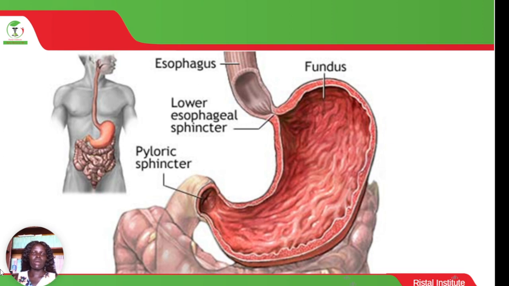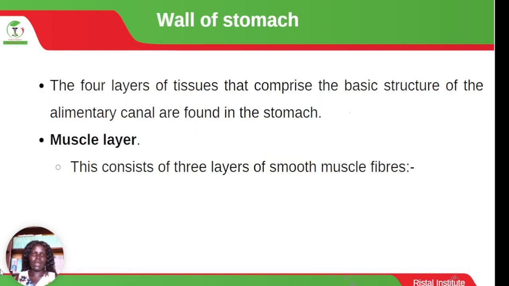As you can see, we have the esophagus right there, the lower esophageal sphincter. Then we have the fundus right there. Then we have the pyloric sphincter right there. So this separates and makes sure that the contents that are in the stomach do not mix with those in the other parts of the alimentary canal.